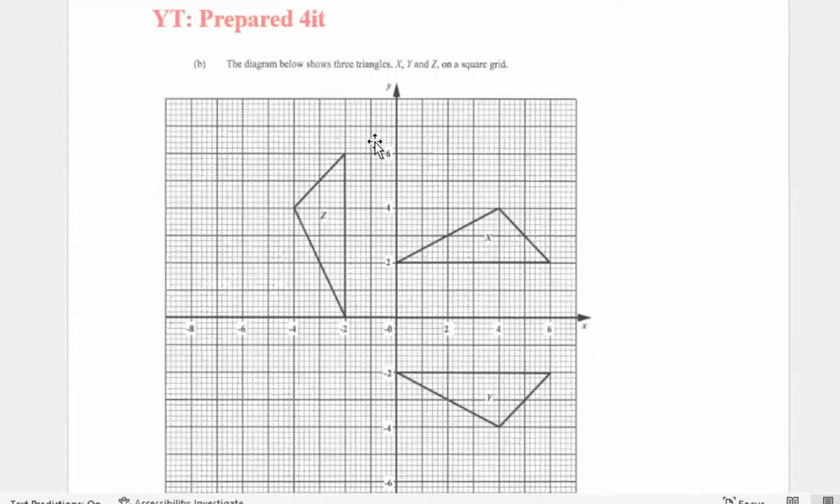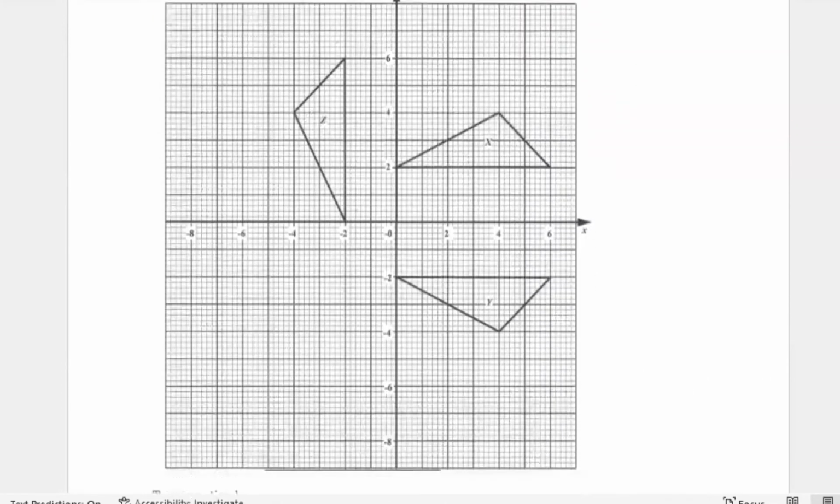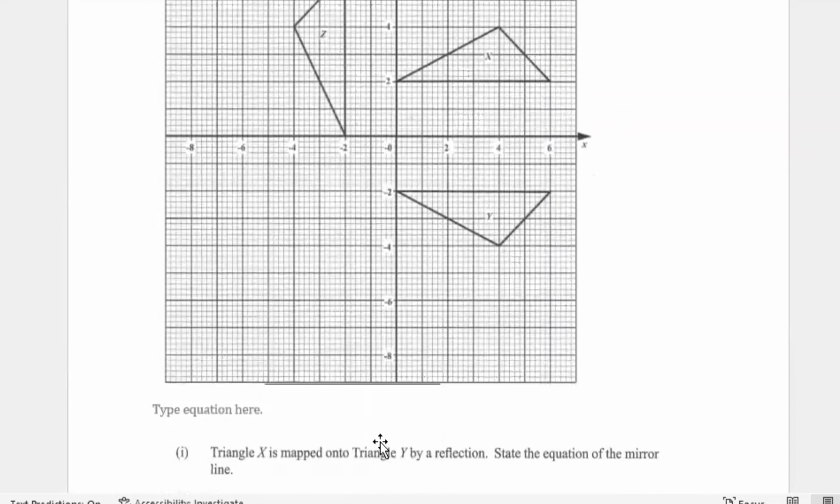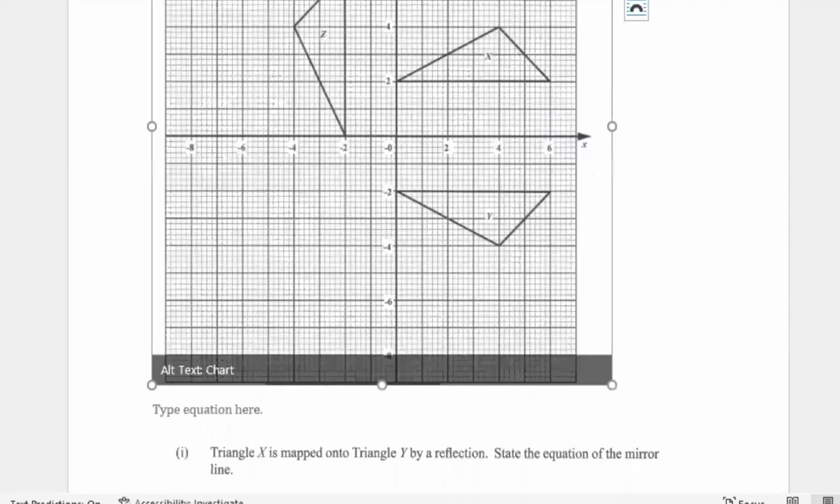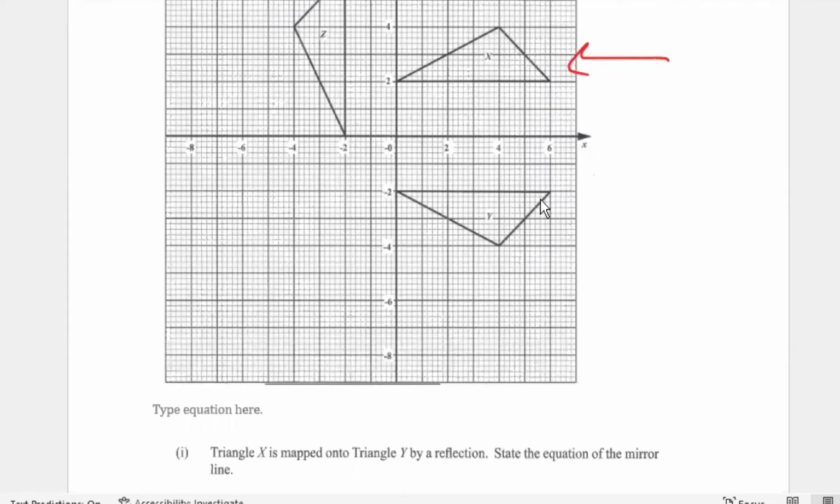It says there are 3 triangles X, Y, and Z on a square grid below. So on our little graph paper, if triangle X is mapped onto triangle Y, this is triangle X right here. They're saying that triangle X is mapped onto triangle Y by a reflection. So they told you what exactly is happening. They want us to state the mirror line.